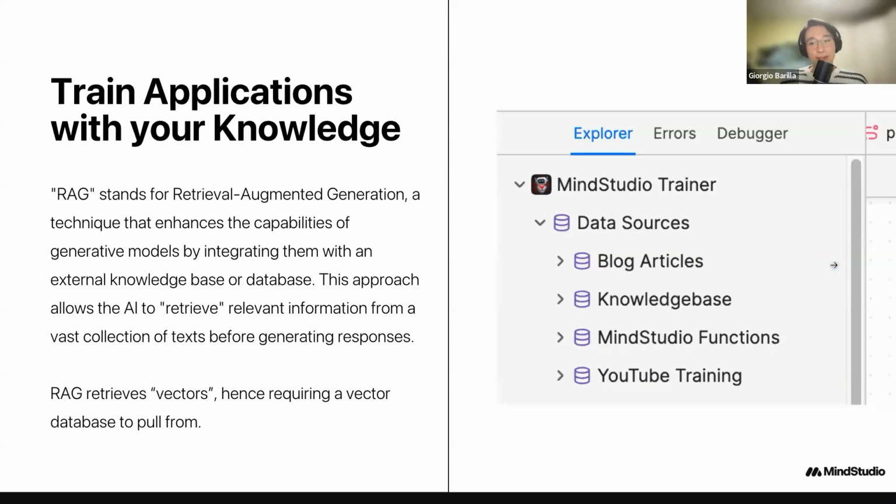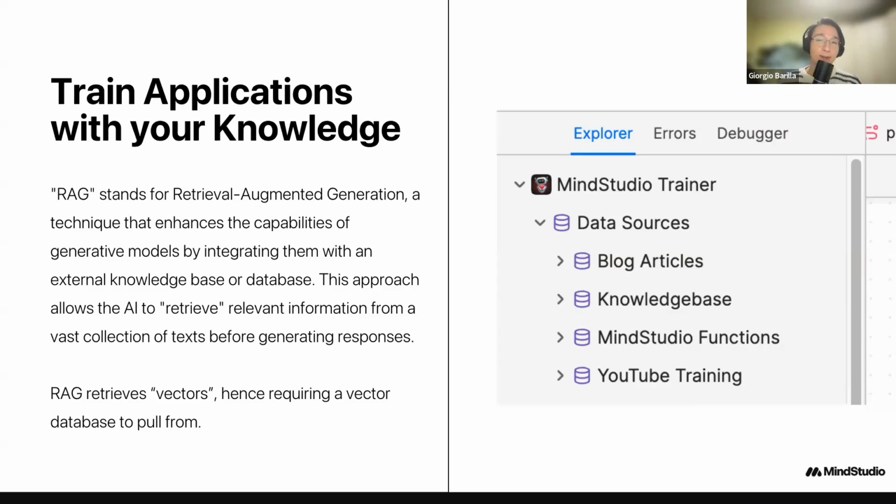So you can train applications with your own knowledge, but RAG is not fine-tuning, right? There are two separate terms in MindStudio and in AI in general, which is fine-tuning, when you actually create a custom model. Fine-tuning means giving the AI some example prompts, some example outputs, training a custom model, and then using that custom model whenever you call it in your applications.